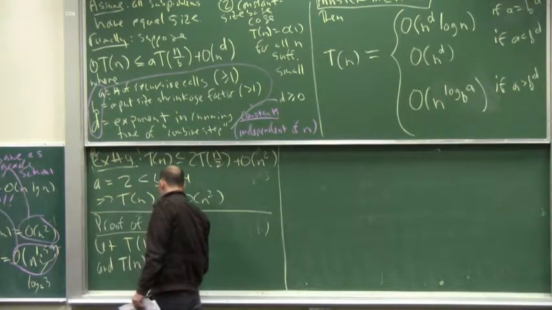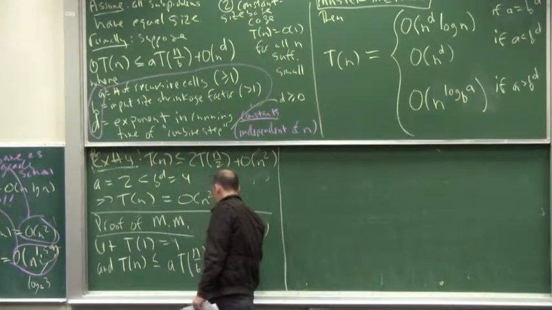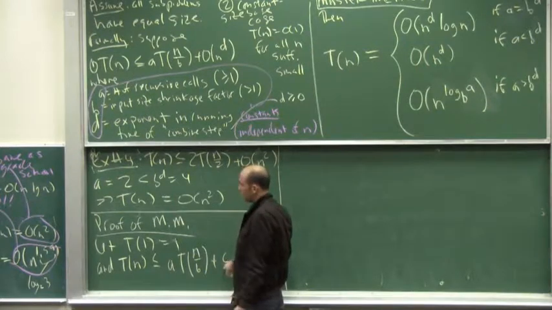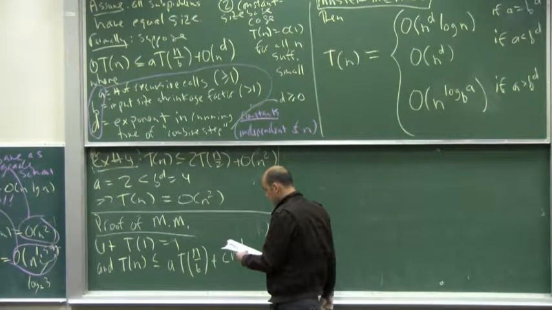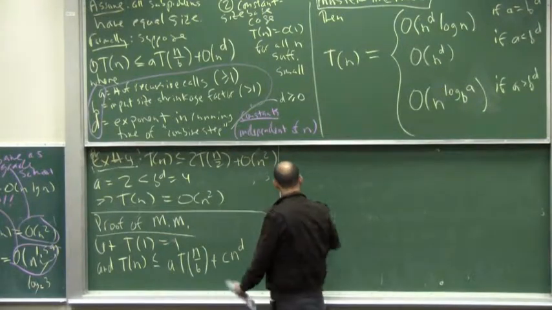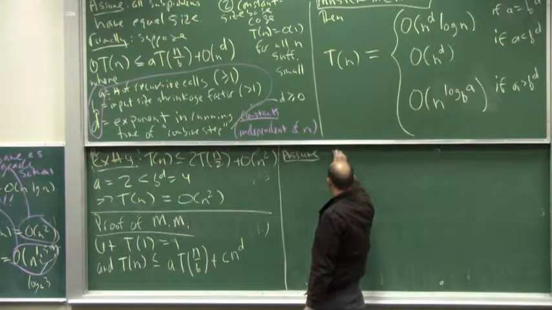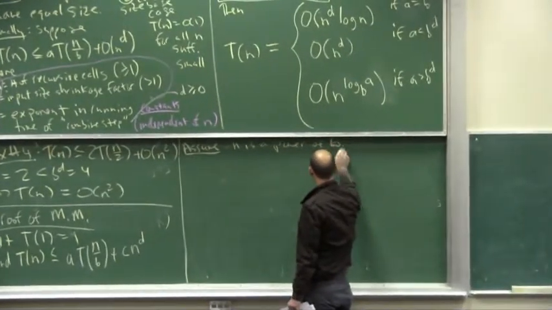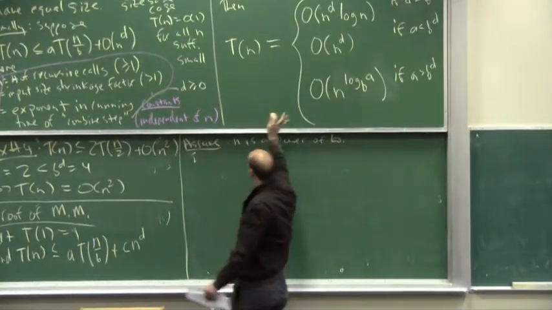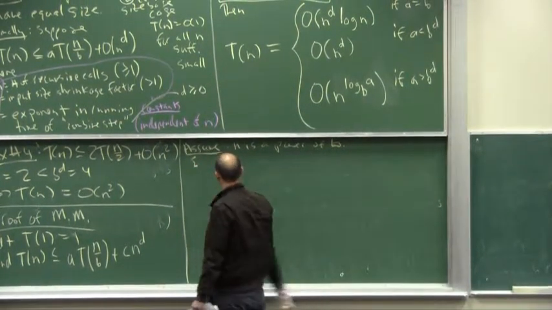And then we're told that T of n is bounded above by a times T of n over b. I'm just going to go ahead and write out the hidden constant in the big O notation: c times n to the d. And also, I'm going to assume that n is a power of b. Again, this is not an important assumption. This conclusion remains correct in general, but this will allow us to focus on the main ideas about why the master method is true.